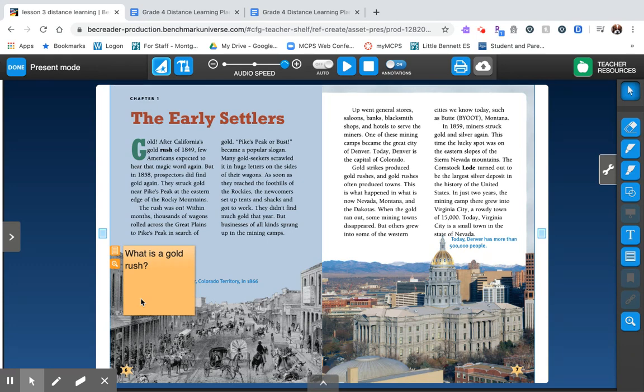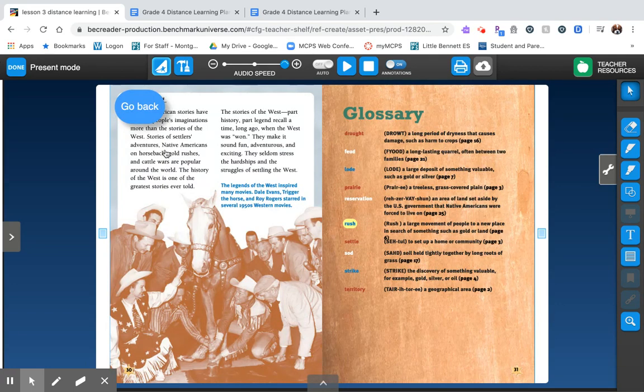On page 6 of the text, we see the word rush in bold print. Using what I know about text features, rush is probably in the glossary. I'm going to click on rush to bring me to the glossary. In the glossary, it says that rush is a large movement of people to a new place in search of something such as gold or land. I'm not going to highlight this, but I will keep it as background information to help me understand the text.